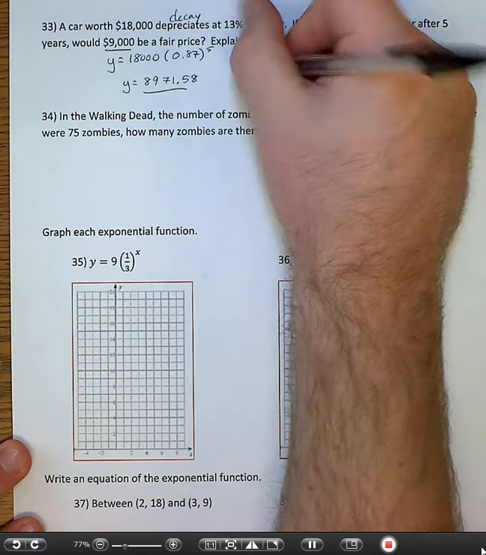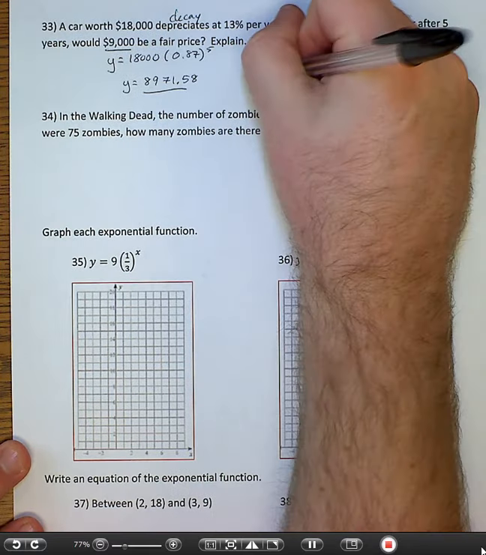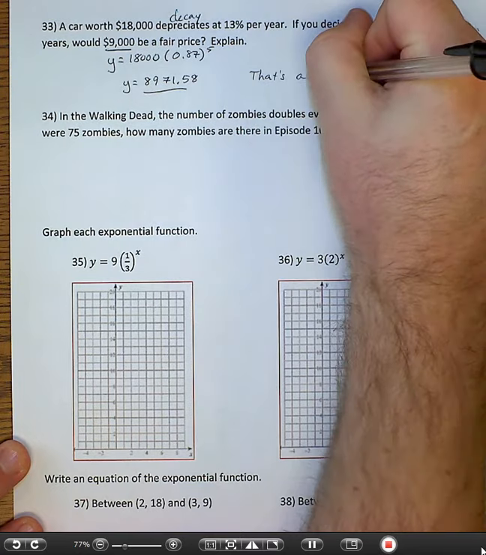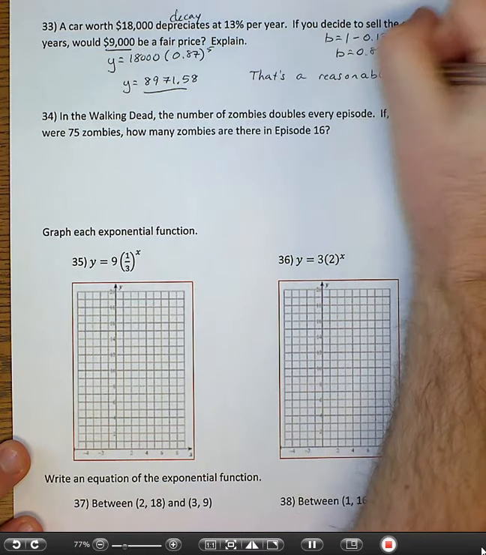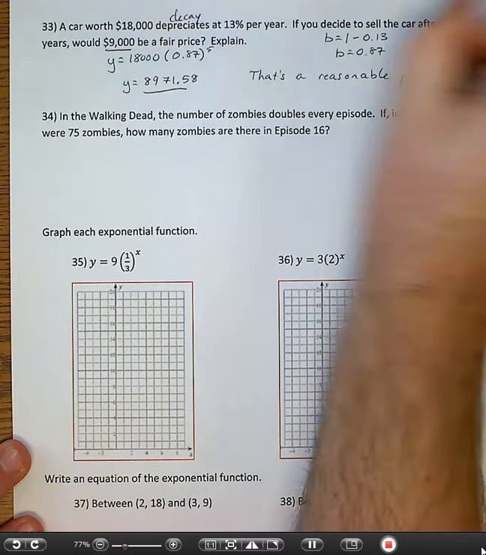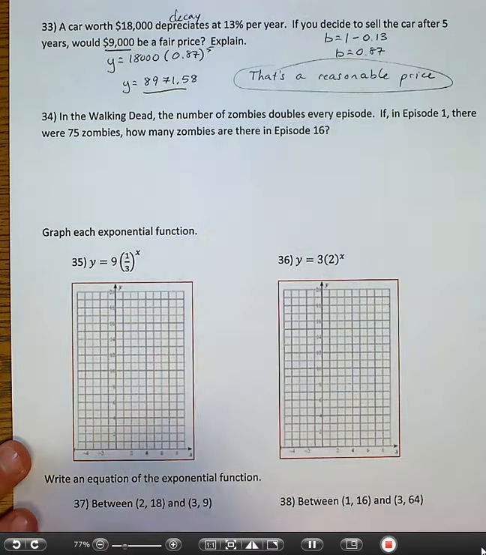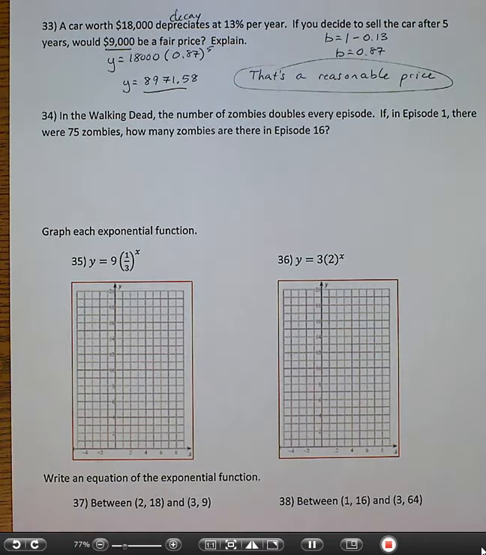You're deciding to sell it for $9,000. That's pretty close to what it's expected. It's a reasonable price. All right. If it's that close, it's within like 30 bucks. That would be a very reasonable price for that car.